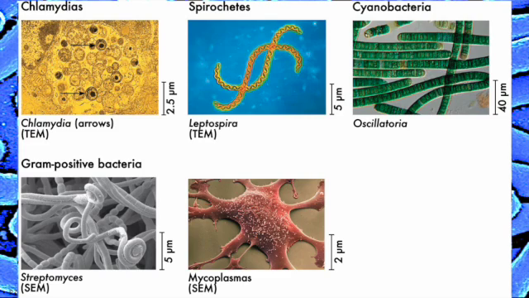Chlamydias are best known for causing a sexually transmitted infection, though there are many other gram-negative species in diverse habitats. Spirochetes are known for 2 things, mainly being spirilliform, or spiral-shaped, and for being important pathogens, such as those that cause syphilis and Lyme disease.